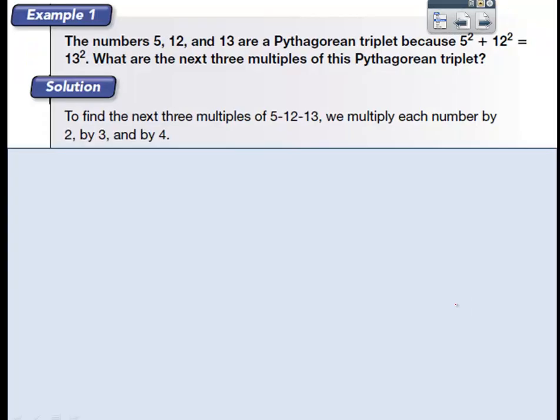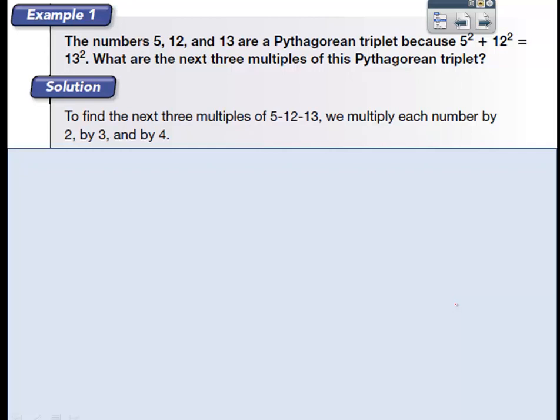So we're going to look at some of these. They're going to be kind of tough to figure, but you wanted to know how we're going to use it in real life, and you're going to appreciate it more now. So the numbers 5, 12, and 13 are also a triplet, because 5 squared plus 12 squared, that's 25 plus 144, equals 169. So 5, 12, and 13 all works perfect.